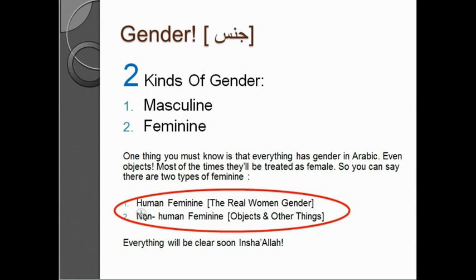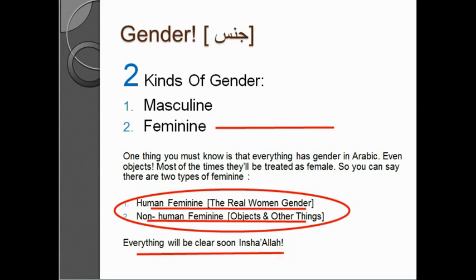So that's why you can see here there's human feminine, the real woman gender, of course, the ladies, and there's non-human, all kinds of objects and everything. Everything that does not have life, but it will still have this gender that is non-human feminine. It is a part of this feminine gender. We'll discuss this later. Everything will be clear soon. Just hold your breath. We're moving on to the big part, guys.